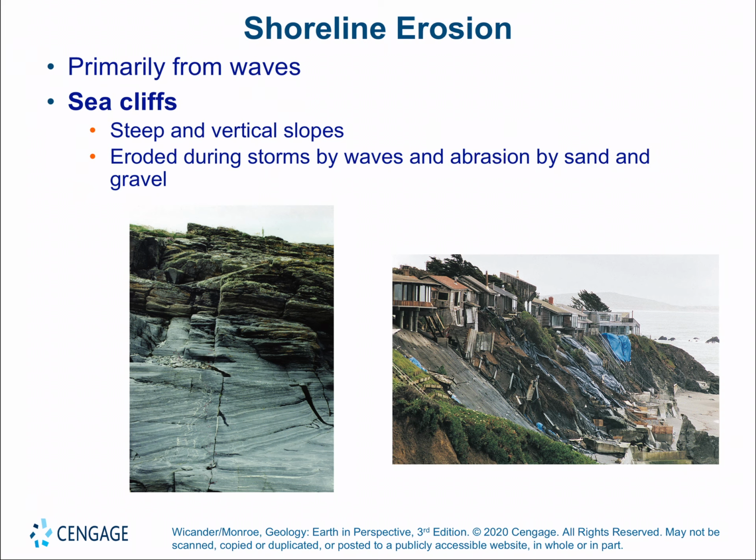The picture on the left shows how the rocks in the lower portion have been eroded by abrasion, and they're very smooth, whereas the rocks on the top have not been abraded because they're out of the reach of the waves. The picture on the right shows the hydraulic action and abrasion, how we've undercut these sea cliffs in California, and the erosion was so intense that basically the home slid down the cliff.